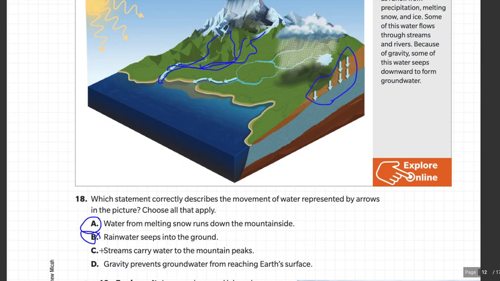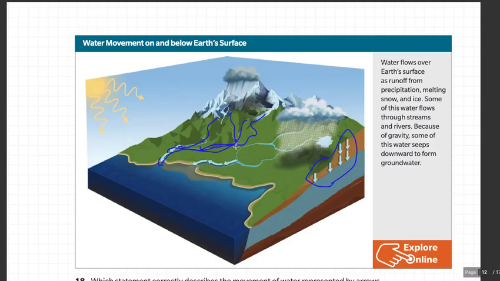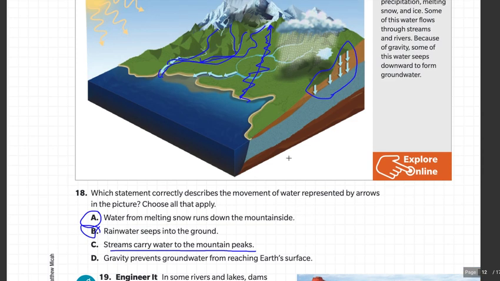Streams carry water to the mountain peaks. No. Gravity prevents groundwater from reaching Earth's surface. No. So both of these are describing the opposites of what's happening. Streams carrying water to the mountain peaks is wrong because gravity is pulling the water downhill always, so streams can't go uphill.